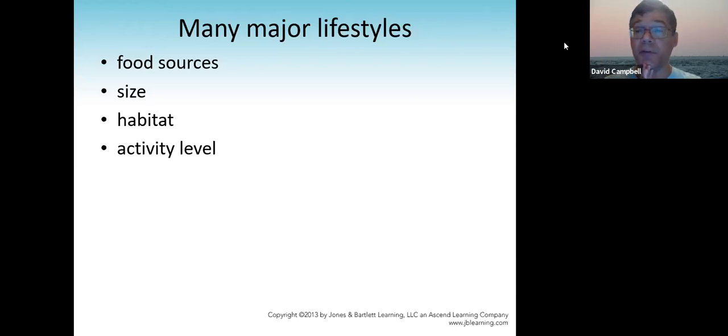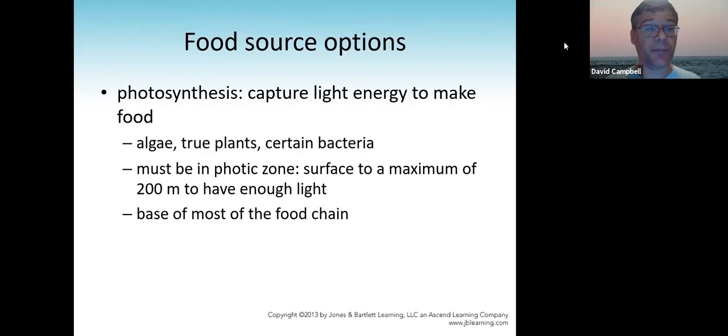Also, wide range of difference in activity levels, even within the animals. We have some things that are attached in one place and just sit there. Some that are slow moving. Some that float around but can't do much to move themselves. They're just carried by the currents. Some that are very actively moving around, whether they're crawling around the bottom or swimming through the water. So all these mean there are lots of different opportunities in the oceans.